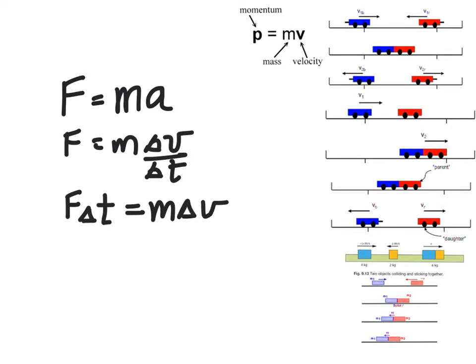So the mass times the change in velocity would be a change in momentum. And so what changes a momentum is when a force acts, and how much it changes depends on how long the force acts. So think about the logic of this equation. This quantity of force times time has a name. It's called impulse.